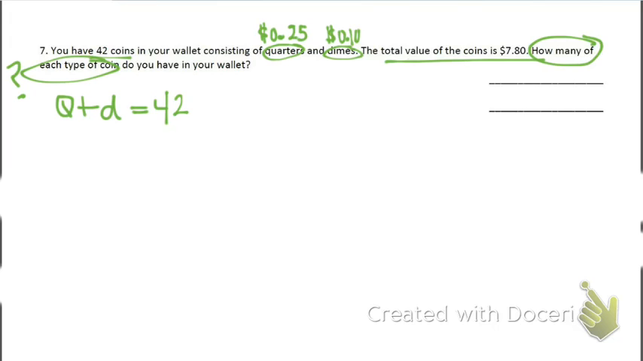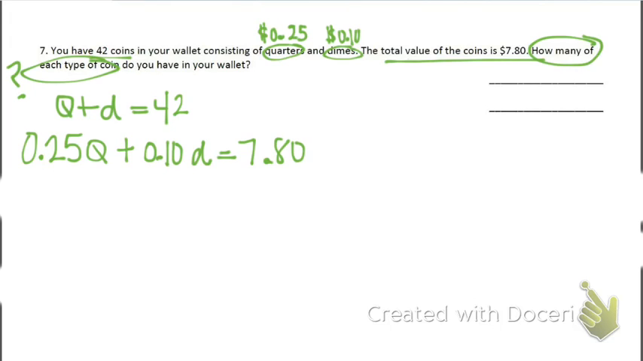The second sentence tells me about the total value of the coins. How can I calculate the value of the quarters? I multiply the worth of the quarter times how many I have. So that's going to be 0.25 Q plus, how do I calculate the value of the dimes? 0.10 D, and that should add up to how much? 7.80. Oh my gosh, this is very similar to that interest problem that we just did, right? Almost exactly the same, okay?